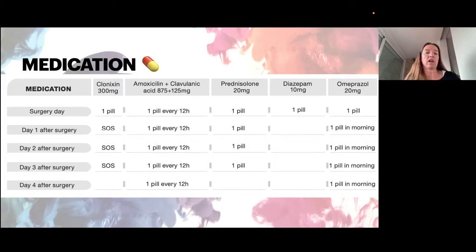Also, the painkiller which I use is Clonixin, but you can use another painkiller. I give it in the day of the surgery before starting the surgery, and the days after it is in SOS, which means that the night of the surgery before they go to bed, I advise them to take a painkiller so they can sleep well. And then in the next days, just in SOS.